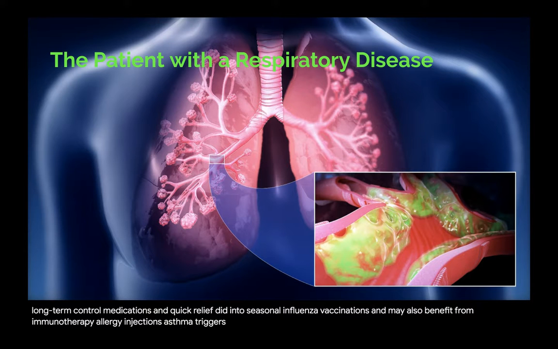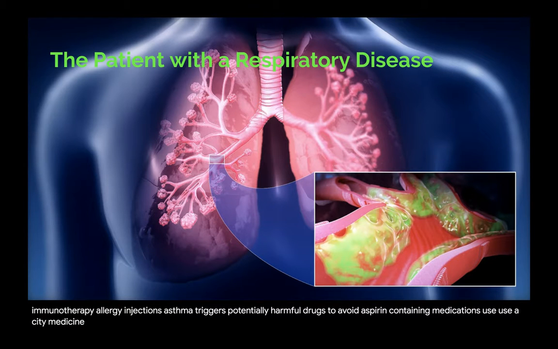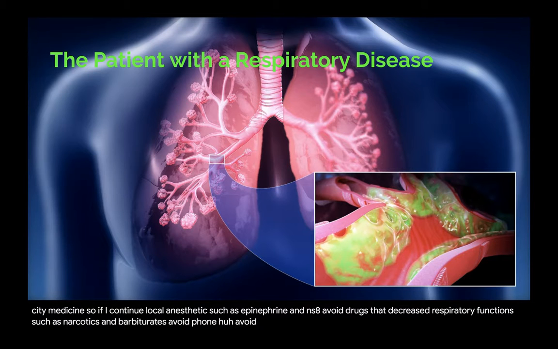Asthma triggers, potentially harmful drugs to avoid: aspirin-containing medications, use acetaminophen instead; sulfite-containing local anesthetics such as epinephrine; and NSAIDs. Avoid drugs that decrease respiratory function such as narcotics and barbiturates. Avoid harmful drug-to-drug interactions.